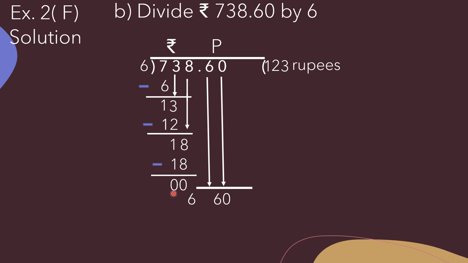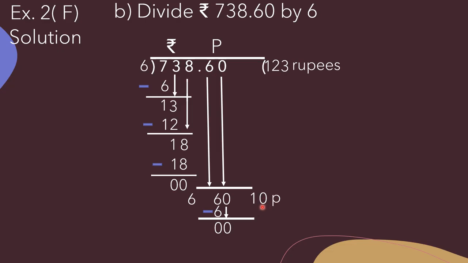So here, first of all, we will divide 6 by 6, that is equal to 1. So at the quotient's place we will write 1 and below 6 we will write 6. Now we have to subtract. So 6 minus 6 is equal to 0. Now we will bring down this 0. So when we divide 0 by 6 we will get 0. So here at the quotient's place we will write 0.